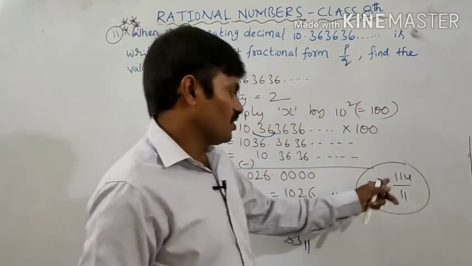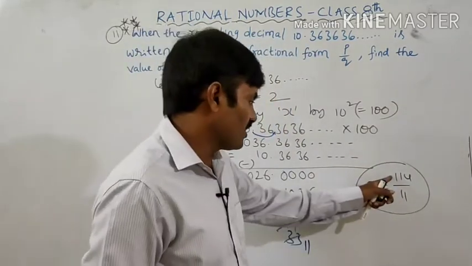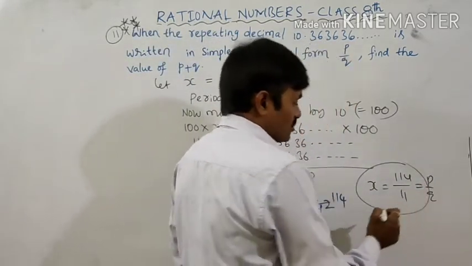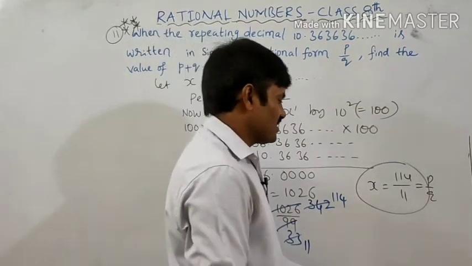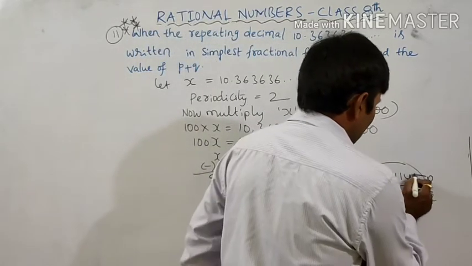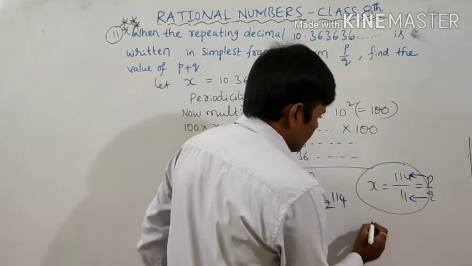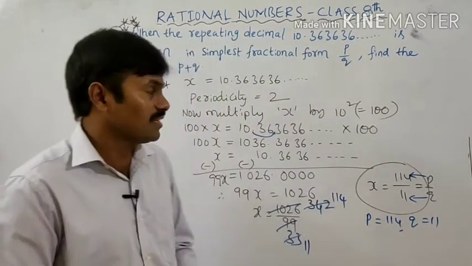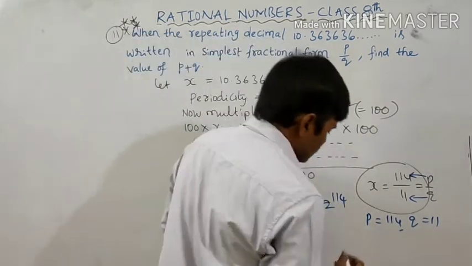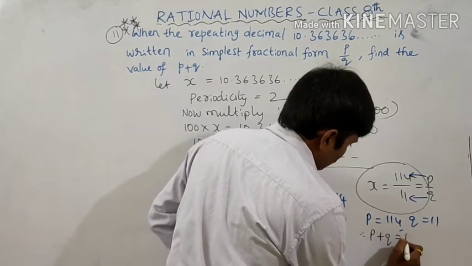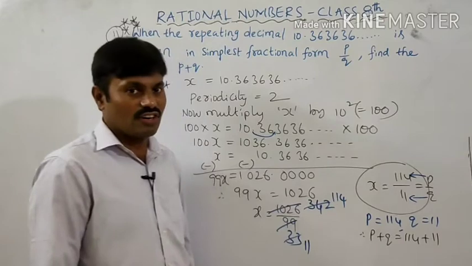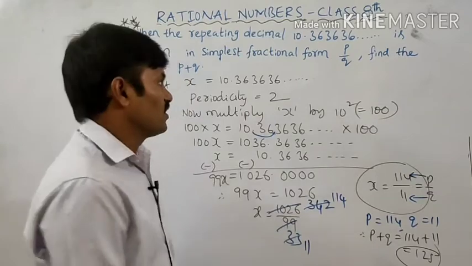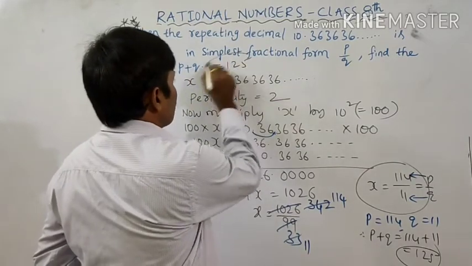Is it in p by q form or not? Yes. Now what is the p value here? We have converted it into p by q form, so p is equal to 114 and q is equal to 11. Then what is the p plus q value? We are asked to find p plus q. Therefore p plus q is equal to 114 plus 11, which totals 125. So 125 is the final answer.